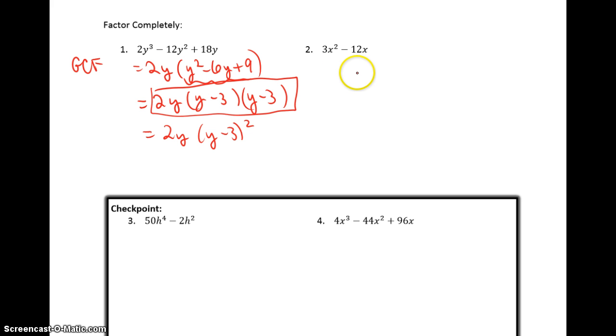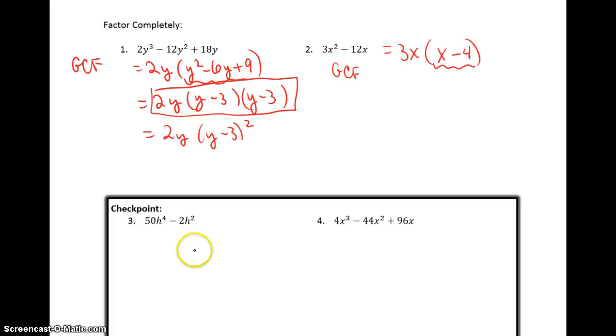Let's take a look at number 2. So again, we're going to look for our GCF, and I see that we can pull out a 3 and an x, and let's say what's left over, and let's see, what do we have? x minus 4, and let's look at those parentheses. Can we factor that further? Is it a difference of two squares? Is it a trinomial? No, it's not. And so we will leave our answer as that.